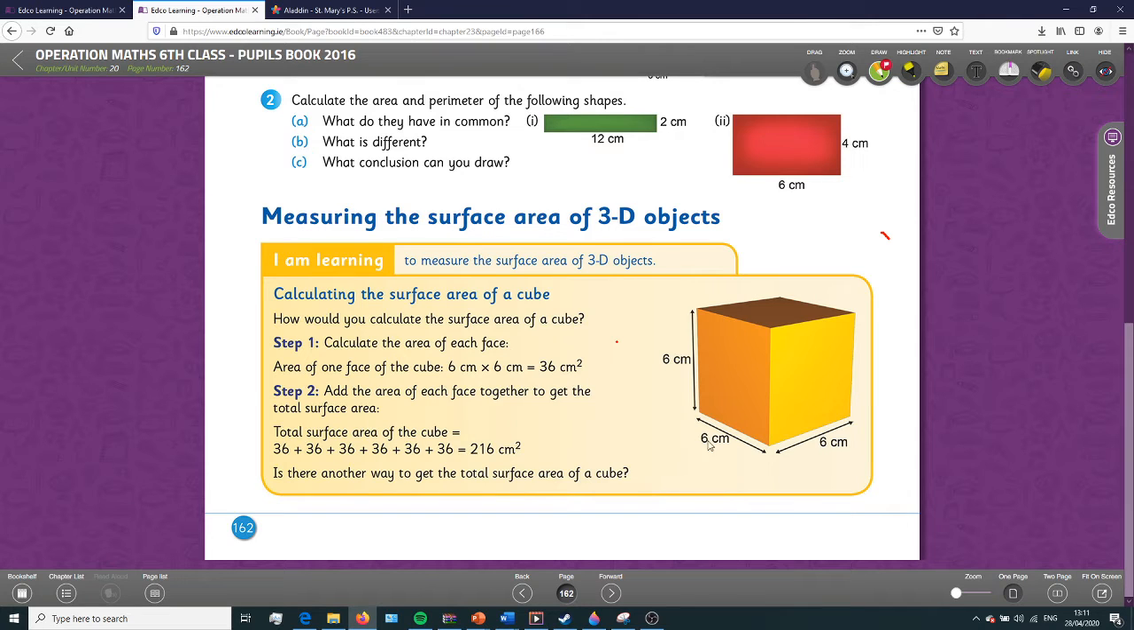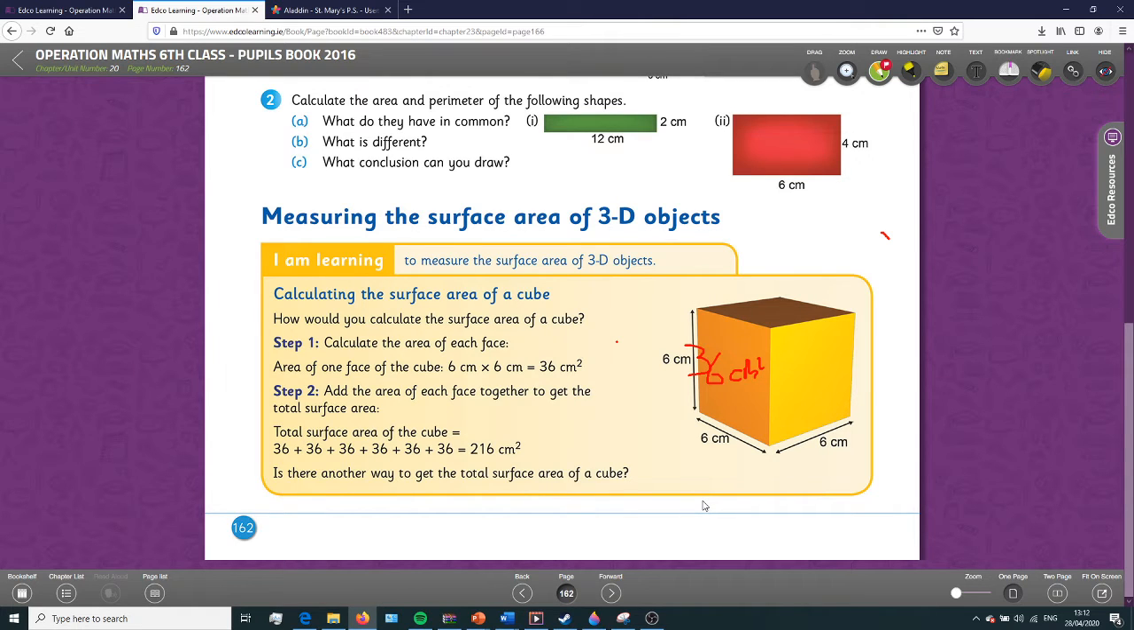So let's figure out the area of this square. To get the area of a square, it's just the length by the width, or the length by the height. It doesn't really matter. A square, they're all the same, isn't it? So it's going to be 6 times 6. 6 times 6 is 36. Okay? So the area of this square is 36 what? Centimeters squared. Lovely. Okay, I have the area of one square.